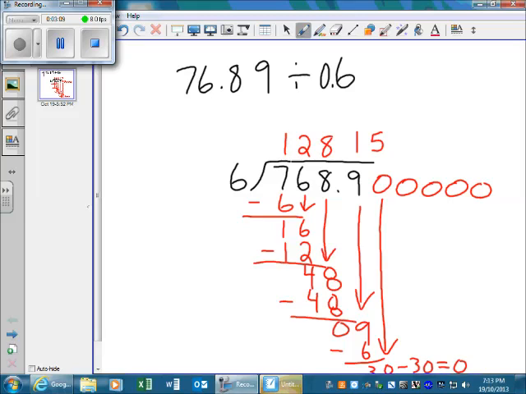Now, what did we forget to do at the very beginning? We forgot to put our decimal where it needs to go. Again, we're lining them up, right? So our decimal should go right in there. Should have done that at the beginning, but you can do it at the end too. It's not that big of a deal.